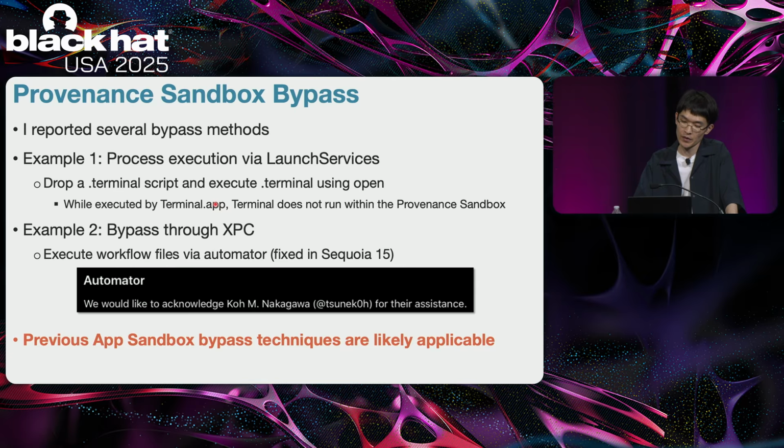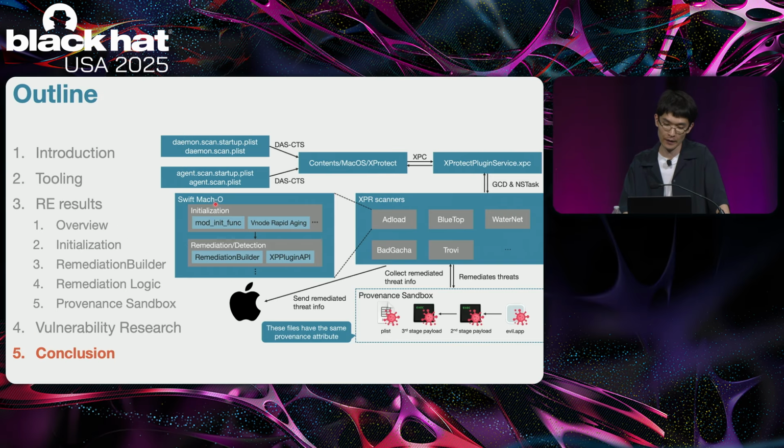I also reported several ways to escape the Provenance sandbox. Surprisingly, previous app sandbox bypasses worked for the Provenance sandbox. For example, process launch via launch services was an easy way to bypass the Provenance sandbox. Another example was launching an application through XPC. These issues have already been addressed, but if you're looking to explore Provenance sandbox bypasses, previous app sandbox bypasses are a good place to start.